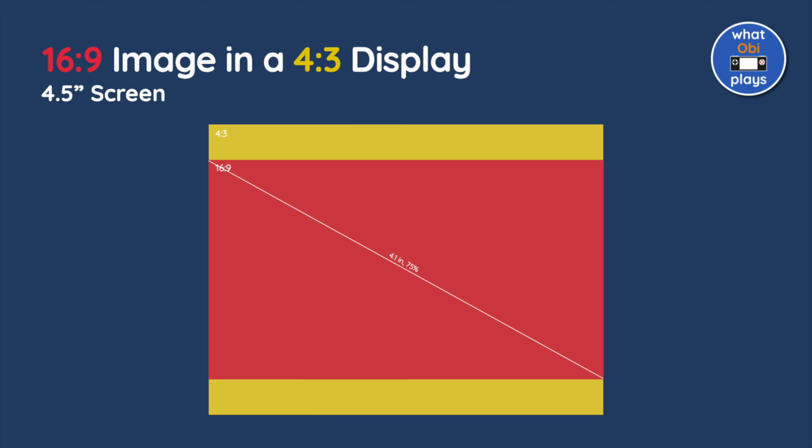The ratio is the same when doing the opposite, where we're playing 16:9 content in a 4:3 display. We still only utilize 75% of the pixels, although I would say the black bars along the top and bottom don't look nearly as bad as on the left and right, and we have a 4.1-inch image here.